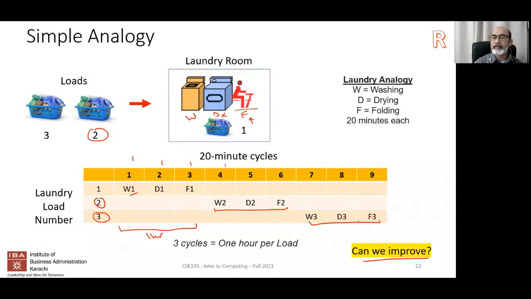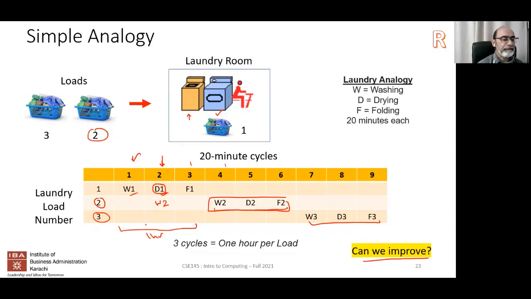Sir, we could simultaneously do some of the cycles, like while the first drying is happening, we can start the second washing. Very good. So what's being suggested is that instead of doing this so much later, as soon as the first cycle is done and the dryer is being used, now clearly in the next 20 minutes, the first washing, load one, is in the dryer. So the washing machine is empty. So the second load could come over here, all right?